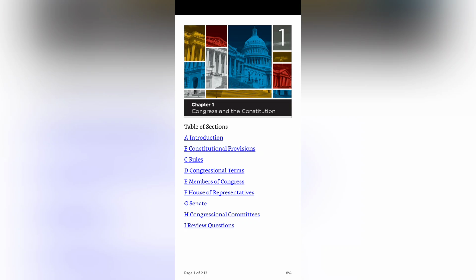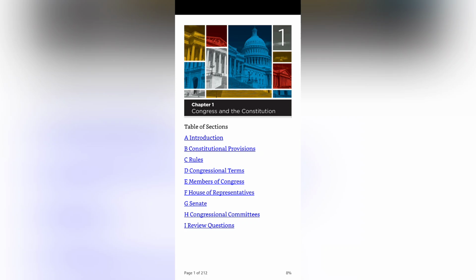One additional noteworthy congressional power is granted in Article 2. In Section 4, the Constitution provides that the President, Vice President, and other civil officers may be removed from office on impeachment for and conviction of treason, bribery, and other high crimes and misdemeanors.